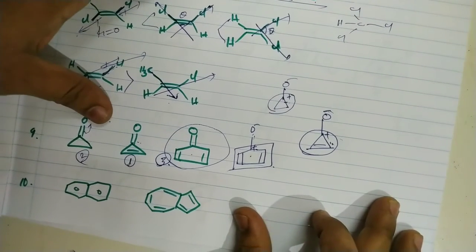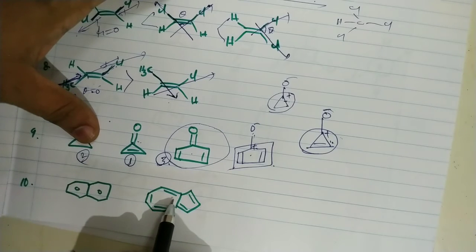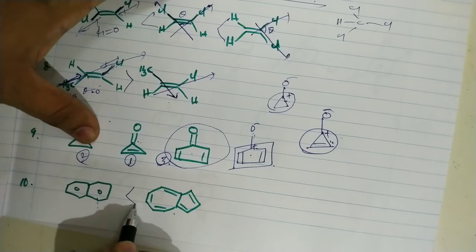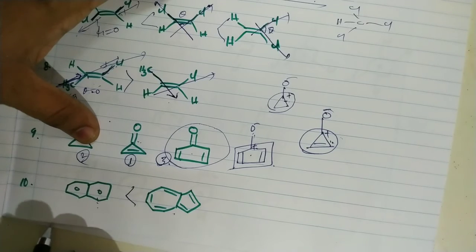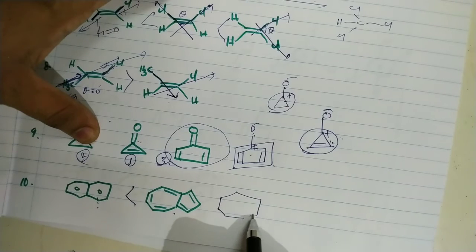And next, let us discuss this one. Naphthalene is a symmetrical molecule. Azulene is an unsymmetrical molecule. These two compounds have the same molecular formula, but azulene has a higher dipole moment. Of course, in this case, it is present in ionic form.